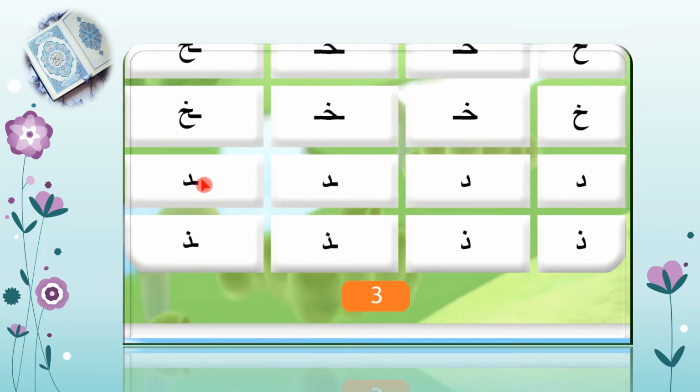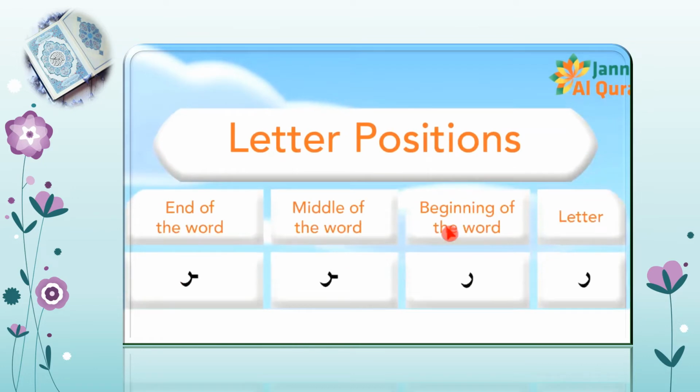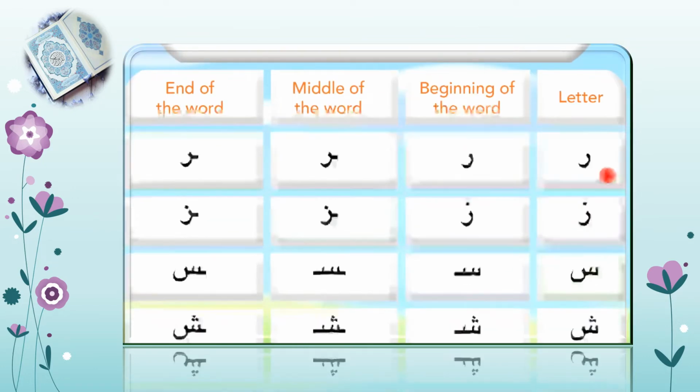Then we have Ra, Zai. The same thing like Alif, like Dal, like Dhal. Ra and Zai, they don't like to connect with the next letter. So in the beginning will be like this, alone, separating from the next letter.